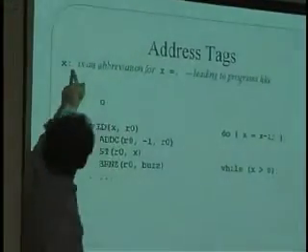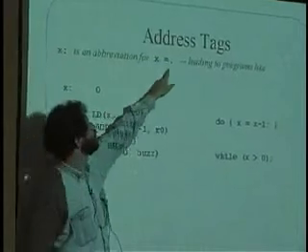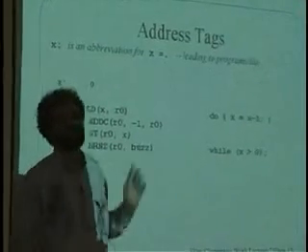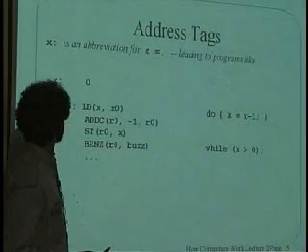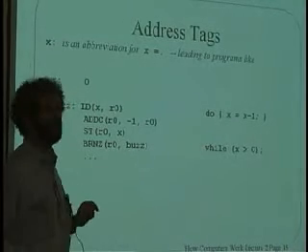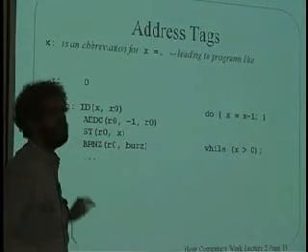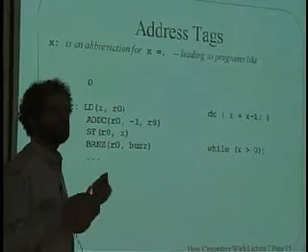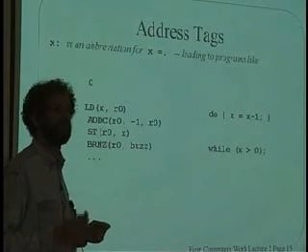Well, it turns out X colon is an abbreviation for X equals dot. Okay, that's all that it means. So when you say X colon 0, what does that mean? X equals dot, and now put out a 32-bit constant 0.